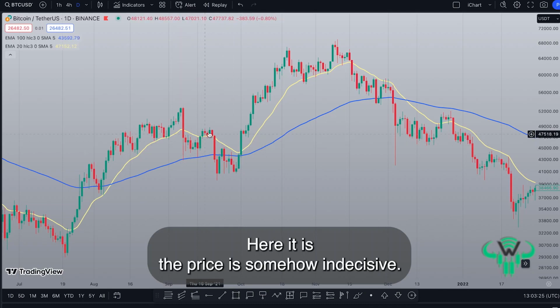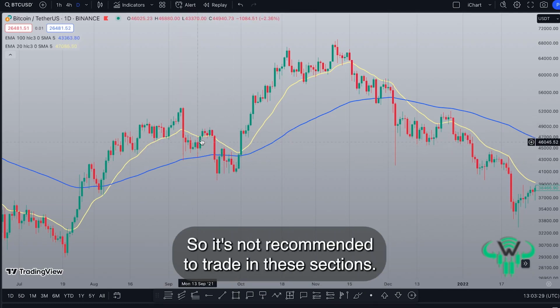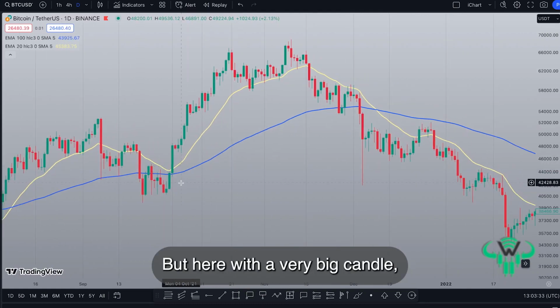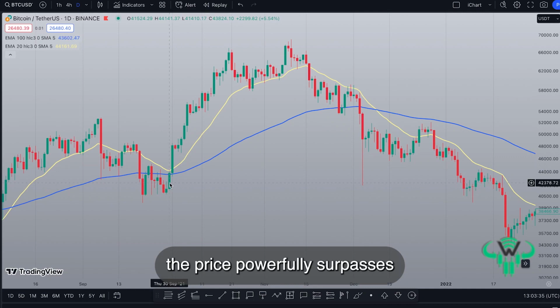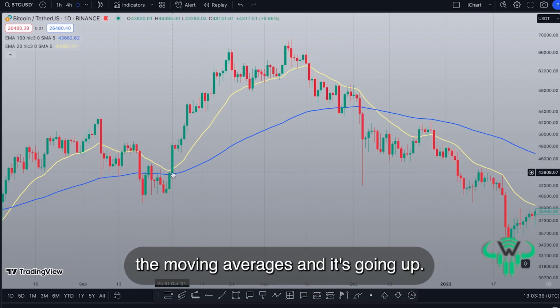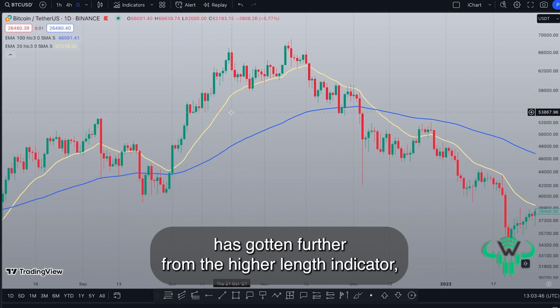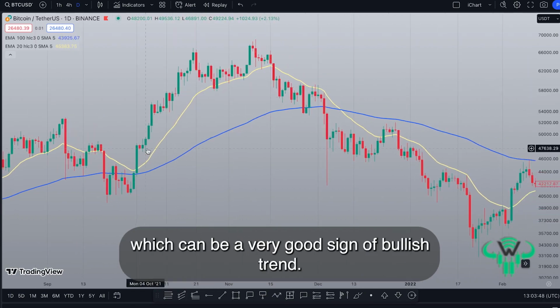Here the price is somehow indecisive, so it's not recommended to trade in these sections. But here with a very big candle, the price powerfully surpasses the moving averages, and it's going up. And we can see that the lower length indicator has gotten further from the higher length indicator, which can be a very good sign of bullish trend.